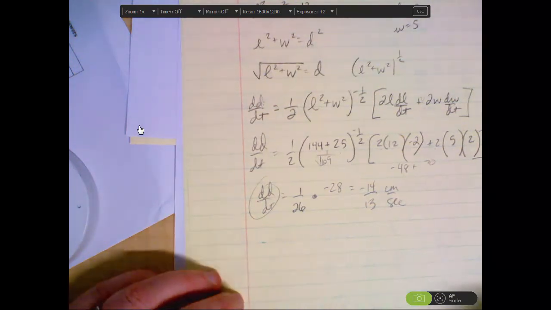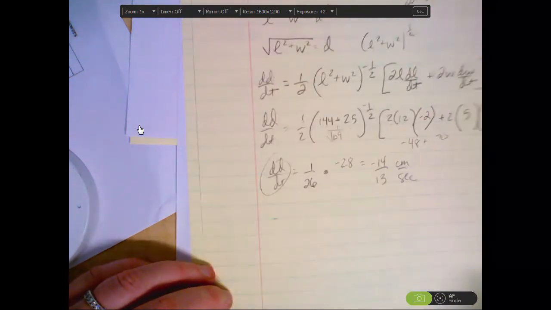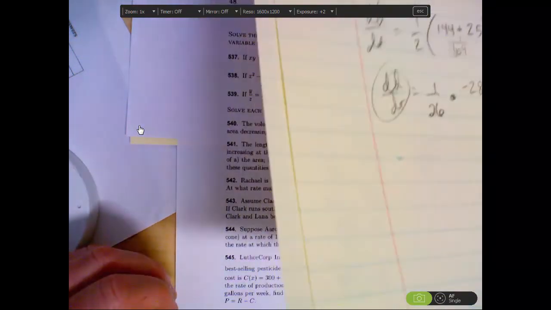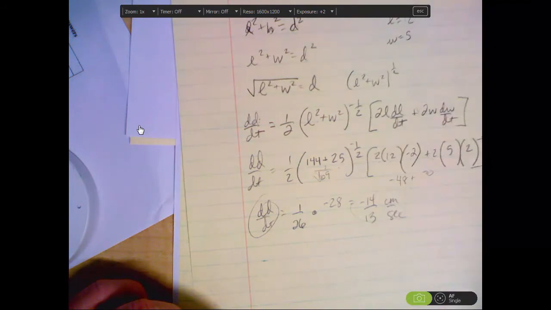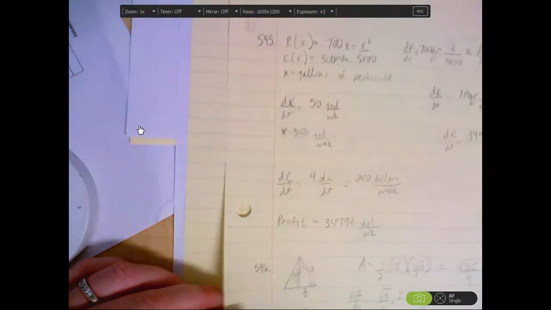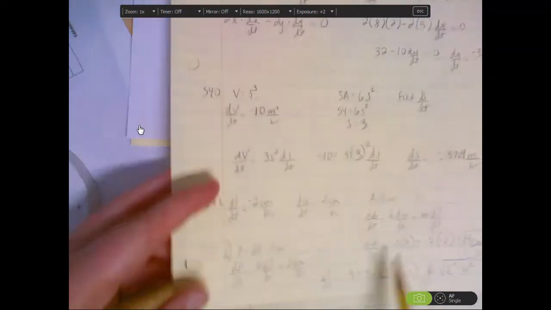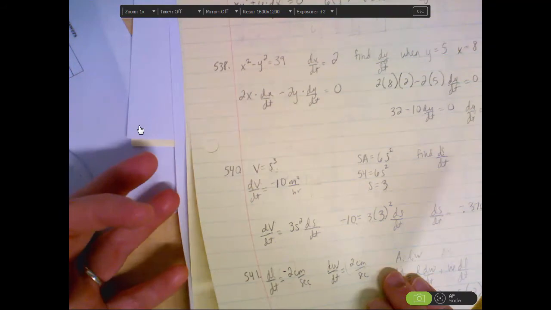So back to the first question, which of these quantities are decreasing and which are increasing? Well, the diagonal is decreasing and the area is increasing and the perimeter is not changing. That was just another example.